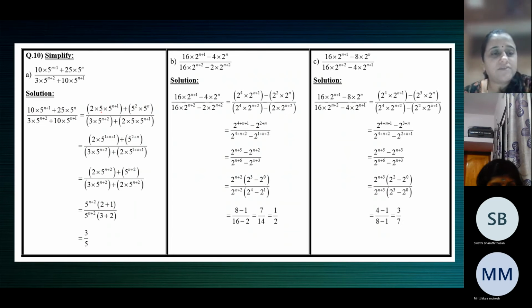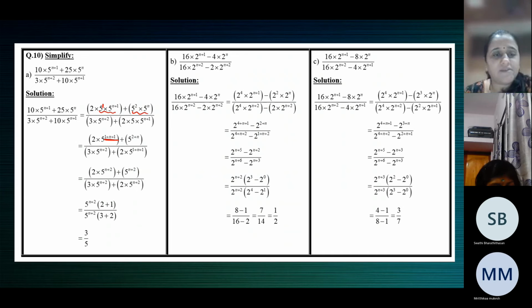Next, bases are the same and it's multiplication, so we add the powers. You can see here, we add the powers. Please see that. 2 as it is and we add the powers here. 1 plus the power is 1 here. So 1 plus n plus 1.